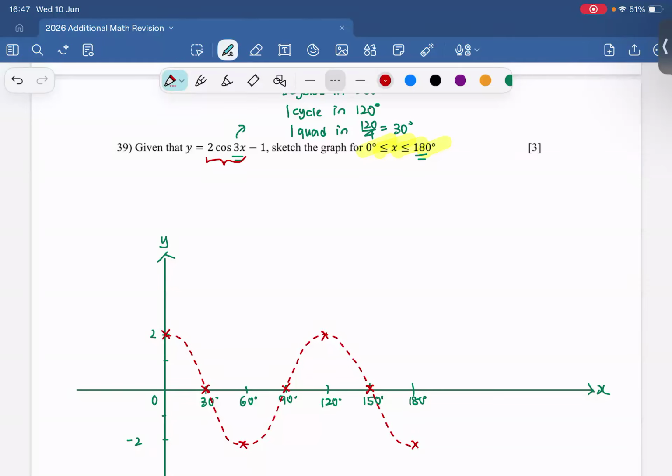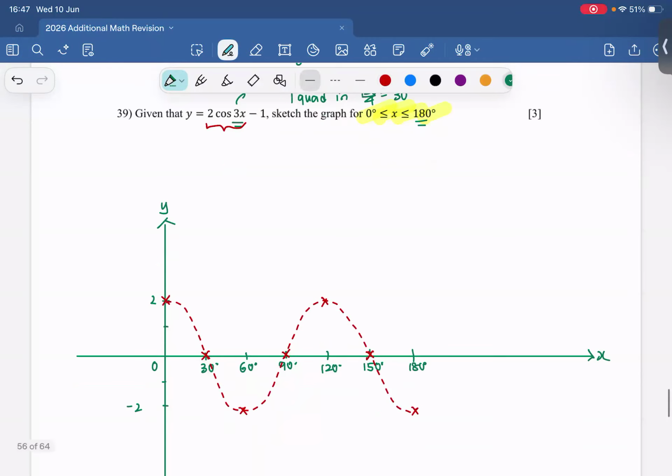After that, I want to draw 2 cosine 3x minus 1, which means all your coordinates will subtract 1. This is what the minus 1 means. So this point now will become 1. This point will become negative 1. This point will become negative 3. This point will become negative 1. This point will become this. This point will become this. This point will become this. Then that is your final graph.